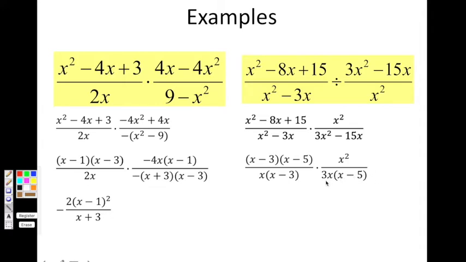So then we see x minus 5 and x minus 5 cancel out, and x minus 3 and x minus 3 cancel out. So I'm left with x squared over x, and 3x. So then that would be the same as x squared over 3x squared. So then our x squareds cancel out, leaving me with an answer of 1/3.